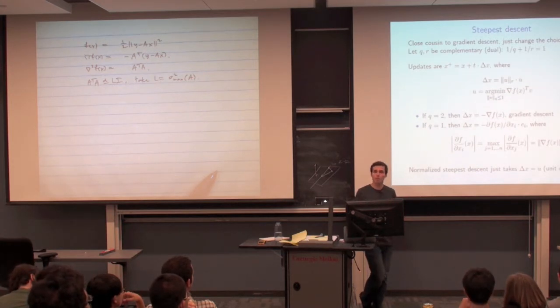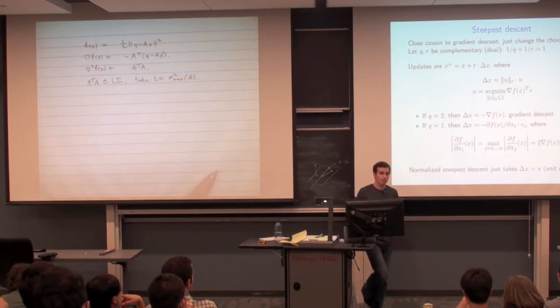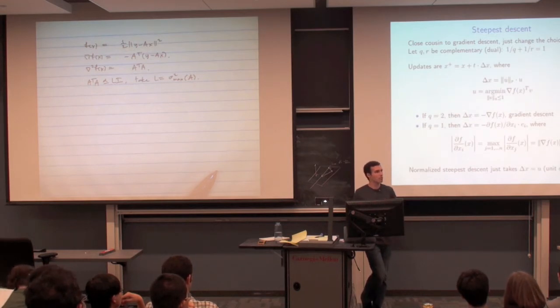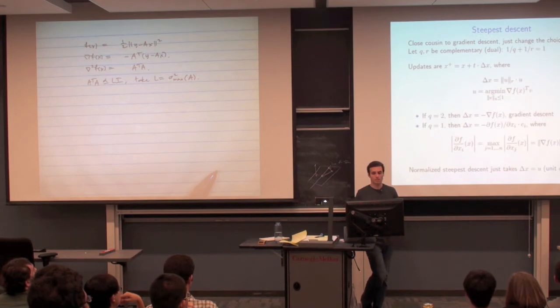It was originally proposed to deal with problems that are poorly conditioned. So if the problem is poorly conditioned, and you know the conditioning, then traditionally steepest descent was used for that reason. But we're going to actually learn it because of its connection to forward stagewise.